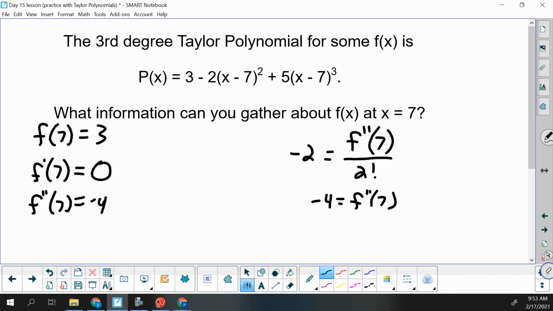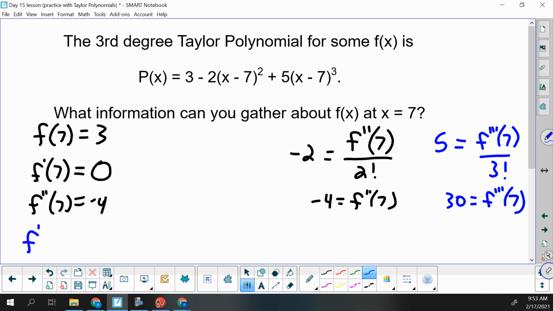We can do a similar idea for the third derivative. 5 should equal the third derivative of 7 over 3 factorial. Well, 3 factorial is 6, so when we multiply that over, we get 30 is equal to our third derivative at 7. So we know f triple prime of 7 is equal to 30.